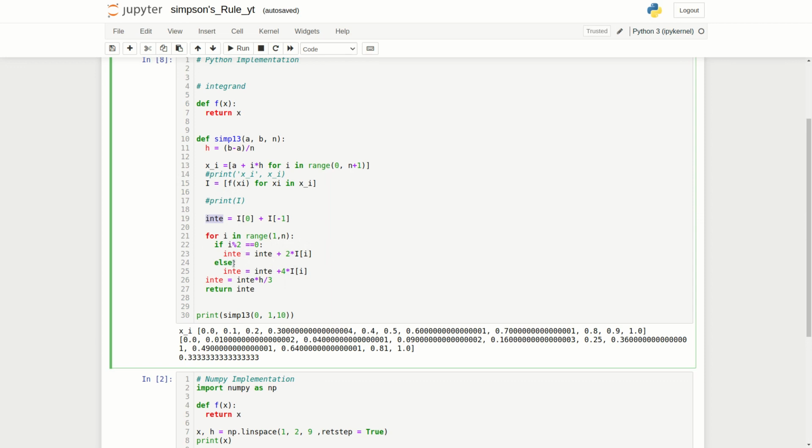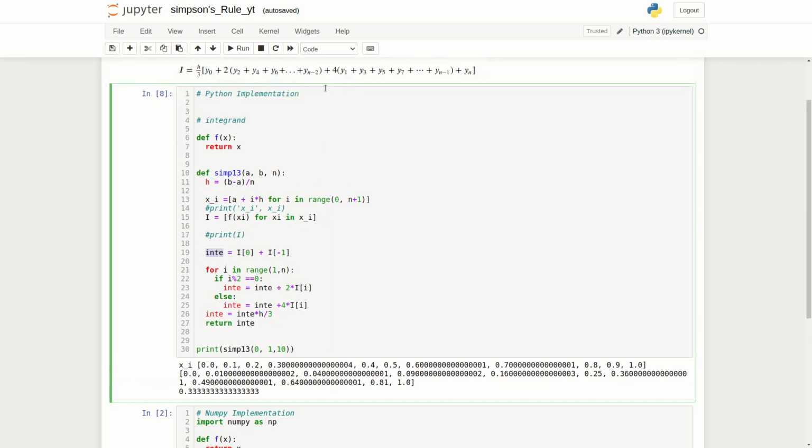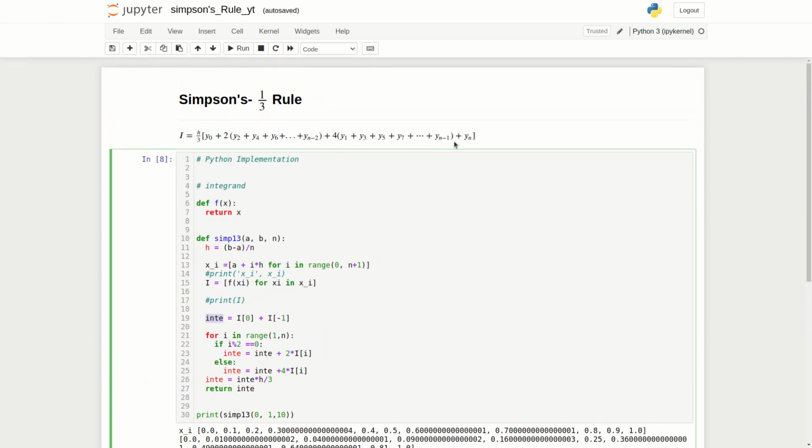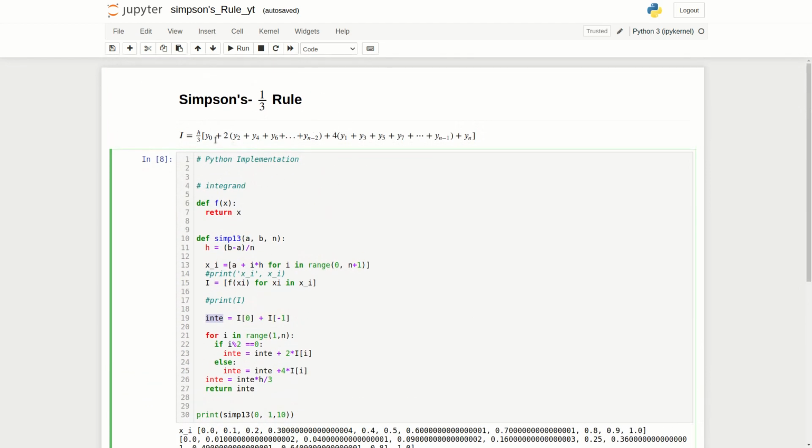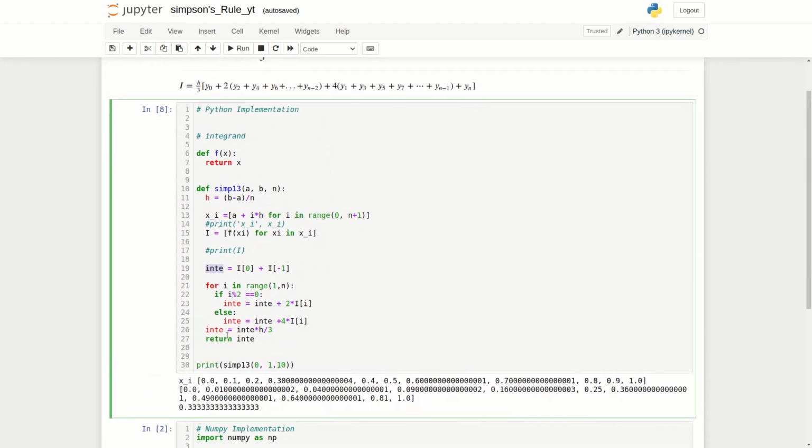Otherwise, in the else part, the odd terms will be there, that means 4 times the odd terms, and all the odd terms will be added here. After this loop, all the odd and even terms will be added, as well as the first and last terms, and you just multiply overall by h over 3 because it is a weighted sum. The h over 3 gives the value of the integration, and return int.